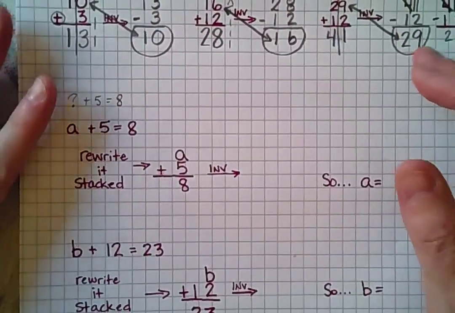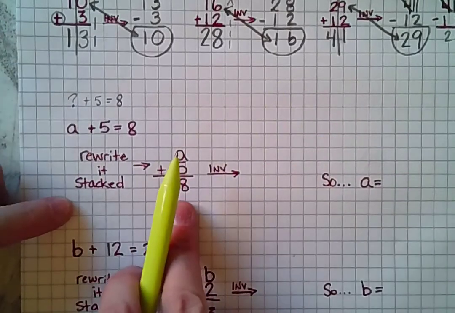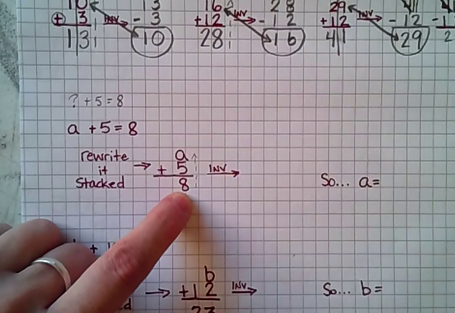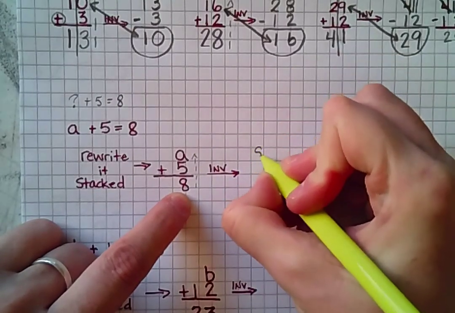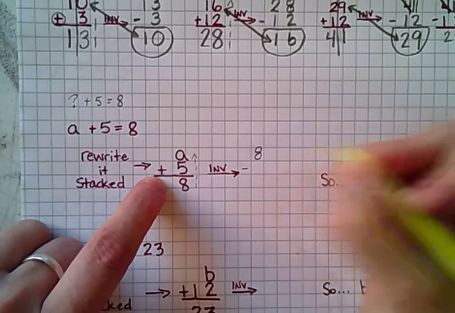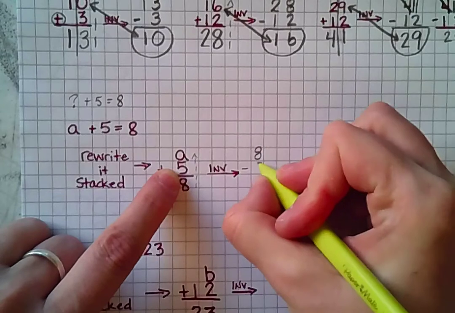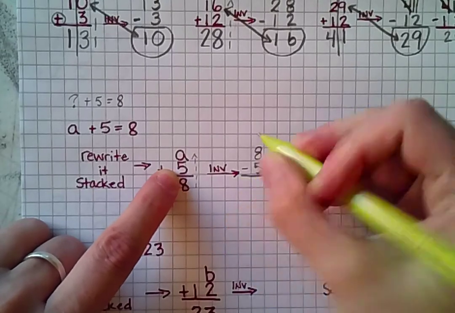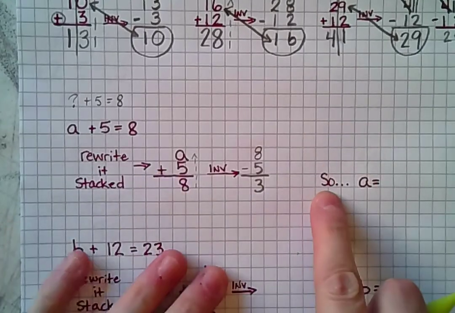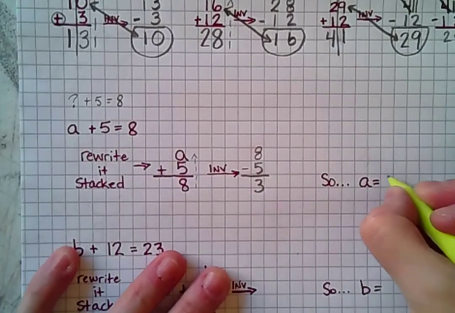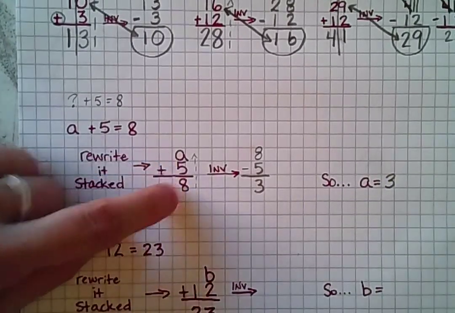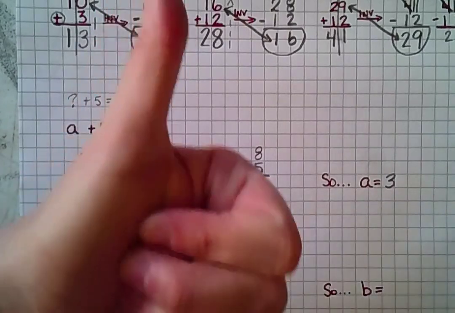So I'm simply going to write the inverse operation for this equation, okay? Again, starting at the bottom and working our way up. I'm going to write down 8, and I know the inverse of addition is subtraction, so 8 minus, the next one is 5, and now I can solve. 8 minus 5 is 3. So A equals 3. And let's come back over here. Is 3 plus 5 8? It sure is. So we did it right.